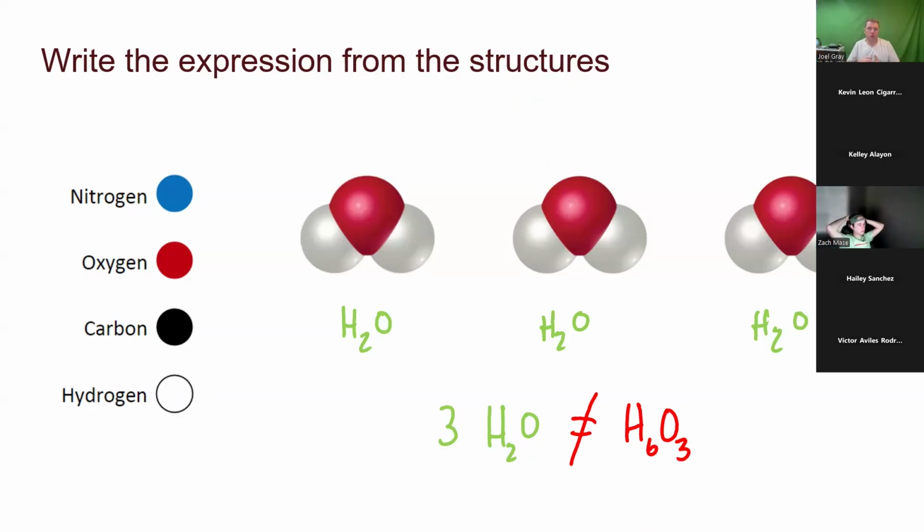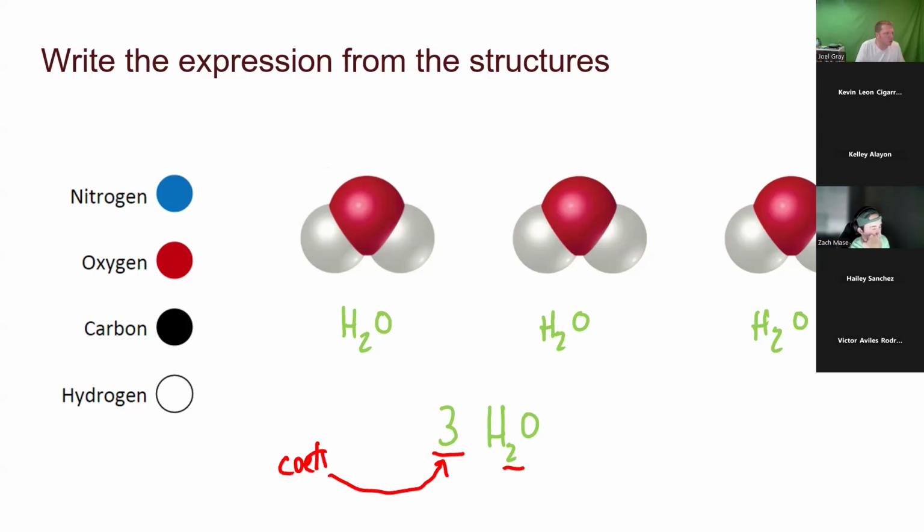3H2O is not the same as H6O3 because this whole thing right here suggests that all of these atoms are bound to one another, whereas this right here says that you have three of this one type of molecule. I'm going to erase that, and now we're going to look at these different numbers. This 3 is known as a coefficient, whereas that 2 is known as a subscript.